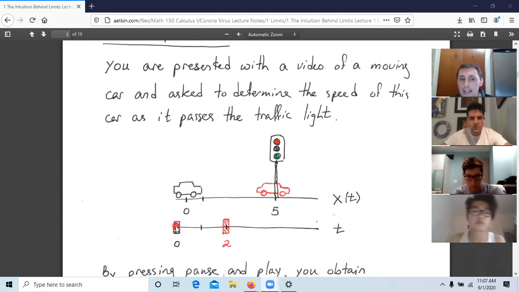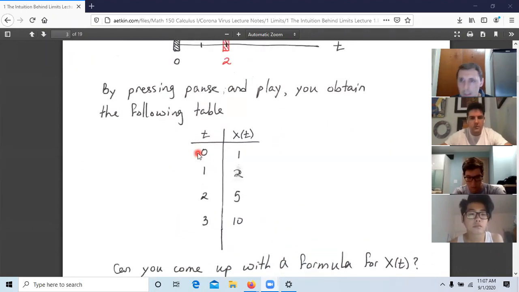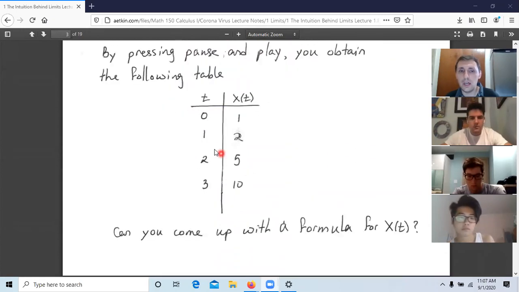Okay, so at 0, let's say that this is the table that we have obtained for some of the values. Let's see if you can guess the actual function. So at 0, when the video begins, the car is 1 unit of distance on the x-axis. It will be here. Then at 1 second into the video, the car is 2 units of distance. At 2 seconds, it's 5 units of distance. At 3 seconds, it's 10 units of distance. What I'd like you to try to do is, given this information, can you guess what might be the exact position of the car for any moment of time t? Calculate, please.